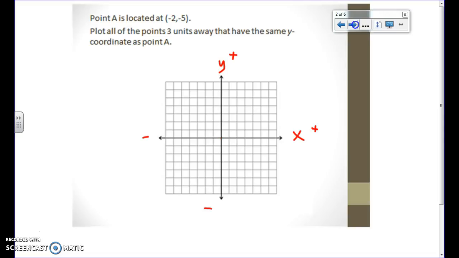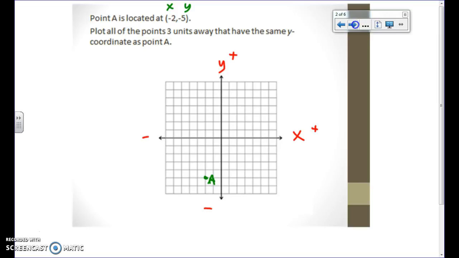In this example, it says that point A is located at -2, -5. So we are going to graph it -2 in the x direction and -5 in the y direction. And so that is where point A is located in the third quadrant.